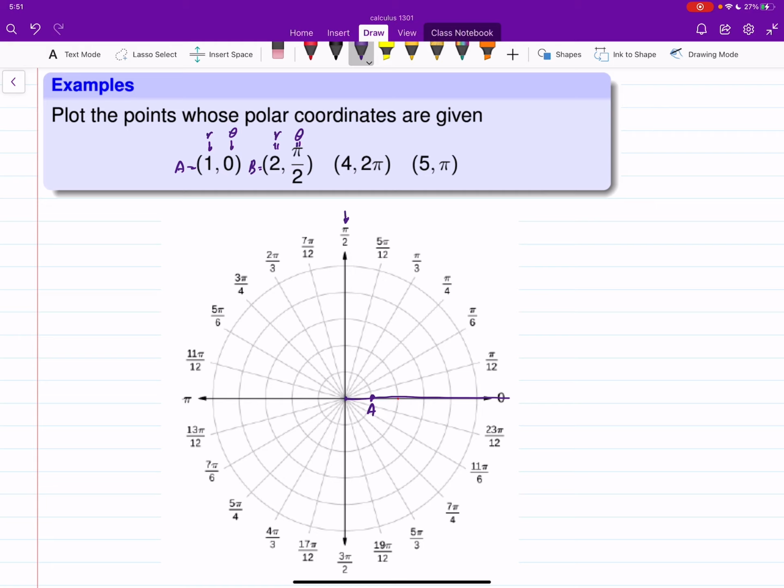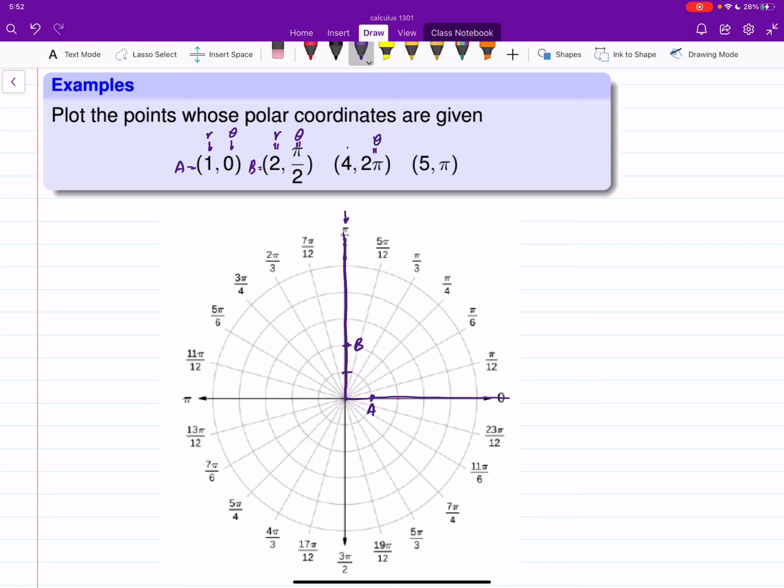So first fix the ray for theta equal pi over 2. Pi over 2 is the vertical one here. And on this ray, you find 2. This is 1, this is 2. That is B.